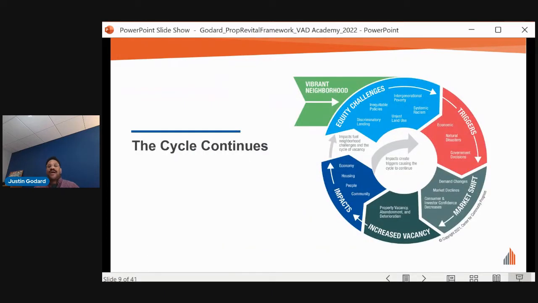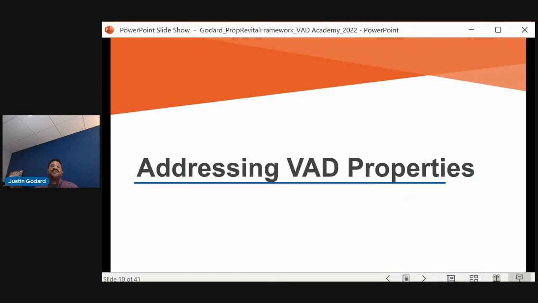And the last thing I want to point out here is that each of these elements is fueled and strengthened by the presence of the others and can create an environment where systemic vacancy becomes entrenched and widespread extremely quickly. So looking towards how we address bad properties, we understand that while they're not responsible for every challenge a community faces, their presence absolutely exacerbates and compounds those challenges.